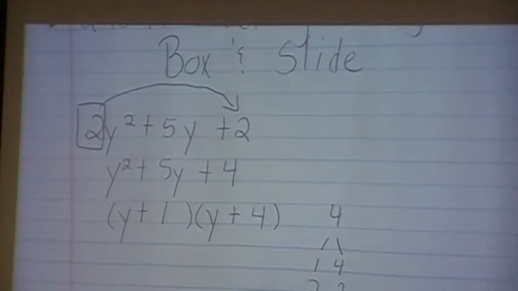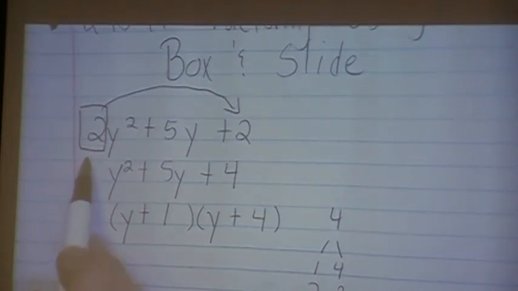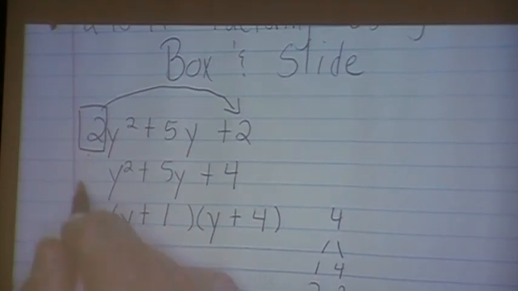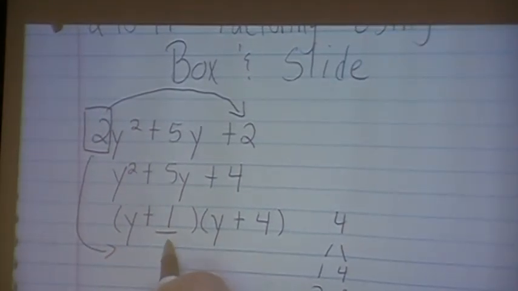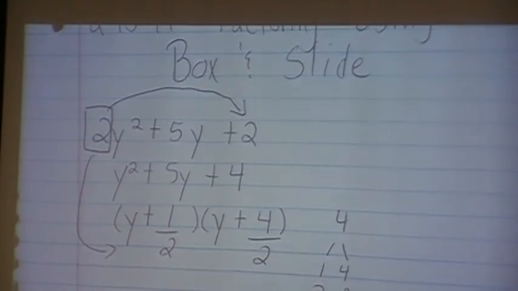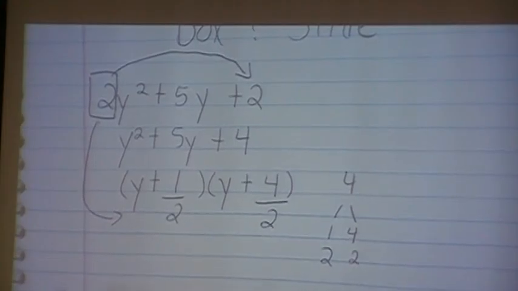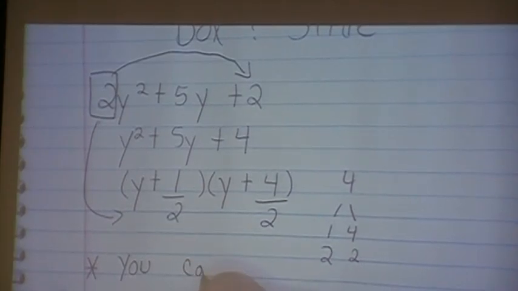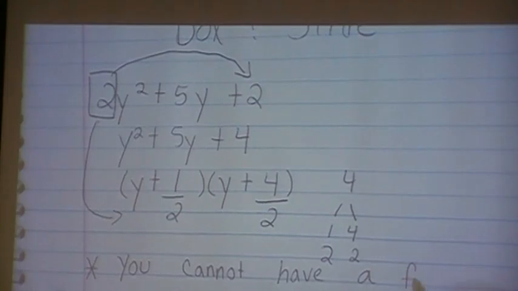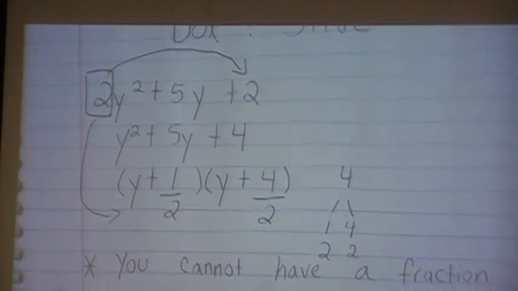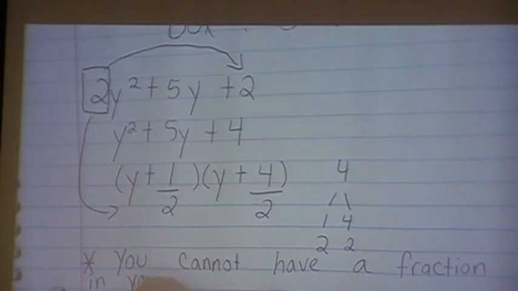Now, you're not done. Okay? Now you have to slide this number that you boxed. You have to slide it down and put it under there. We're going to write something. You cannot have a fraction in your final answer.